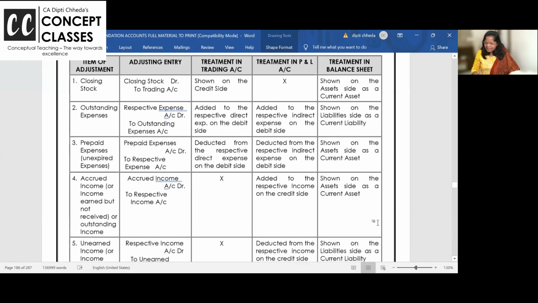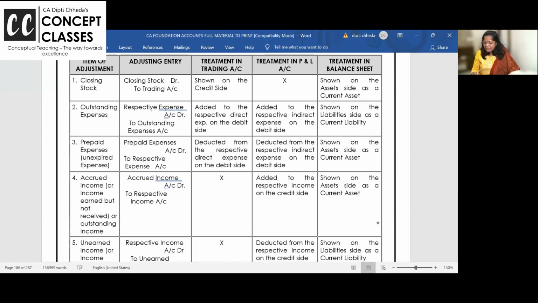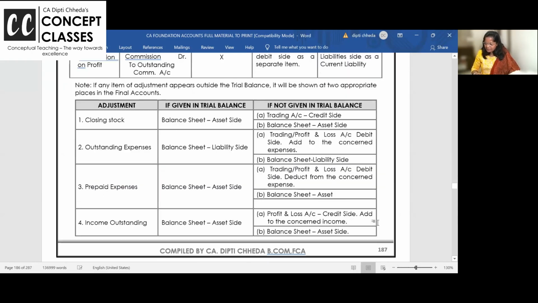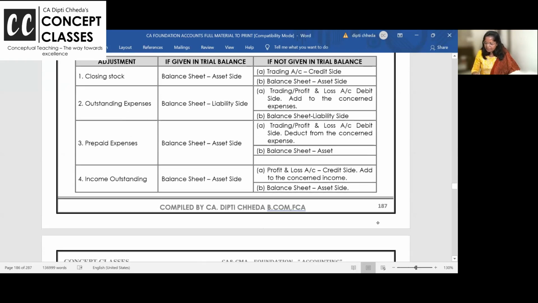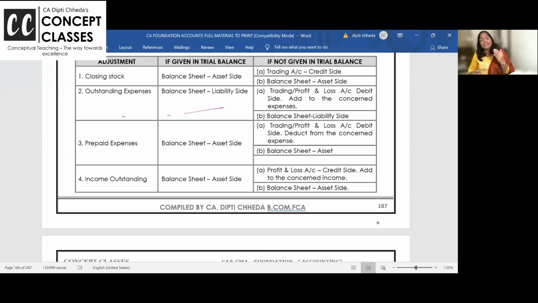Like outstanding expense. Expense to outstanding. Expense add it in the P&L and outstanding show it in the balance sheet. And if one effect is to be given, that's given in the table below. See, same. One effect, just give it in the balance sheet. Expense to outstanding is already done. Expense में add हो चुका है. सिर्फ balance sheet effect दो.